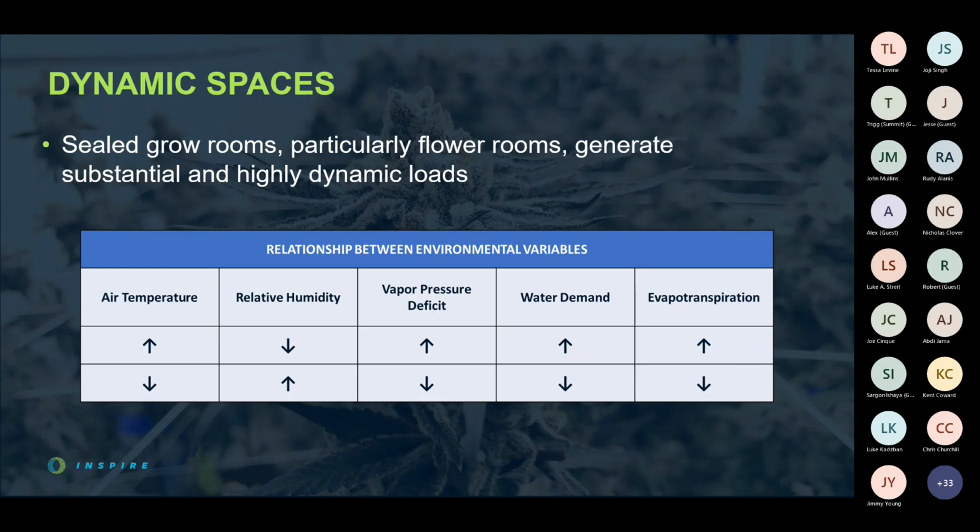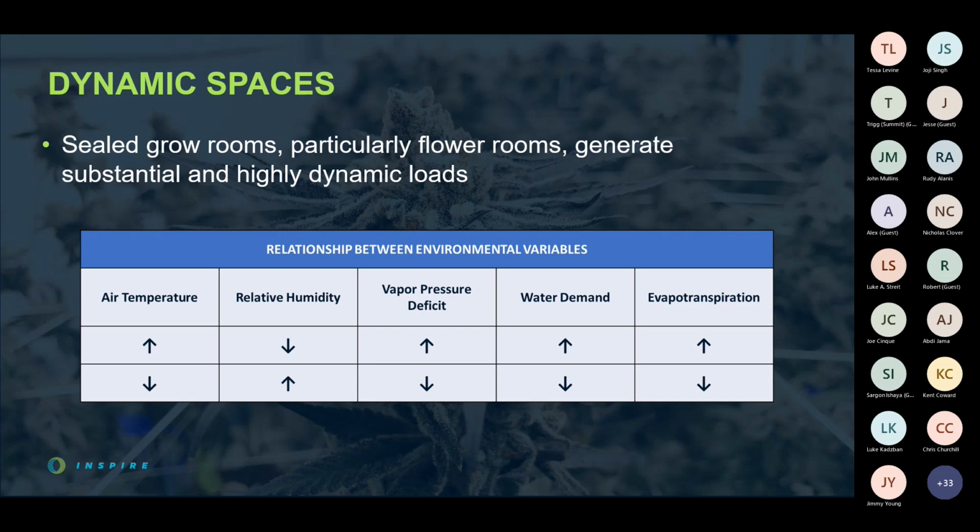With indoor growing, we have all these growth parameters and plant processes going on within a very tightly sealed box. And this creates a highly dynamic space with a lot of rapid changes to the environment. Particularly, flower rooms generate substantial and dynamic loads, both on a daily basis and over the course of a harvest cycle.